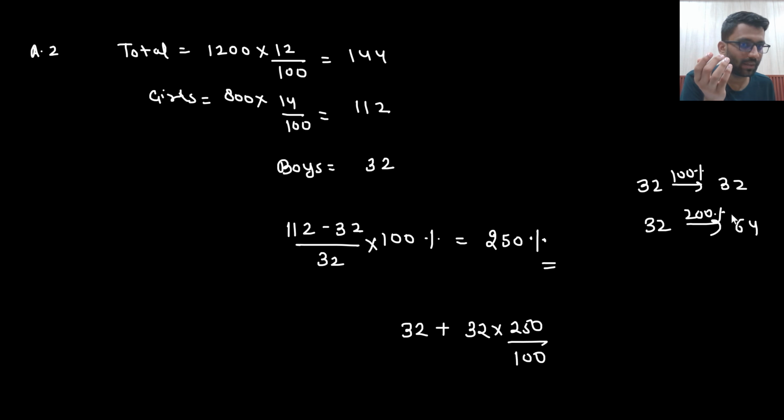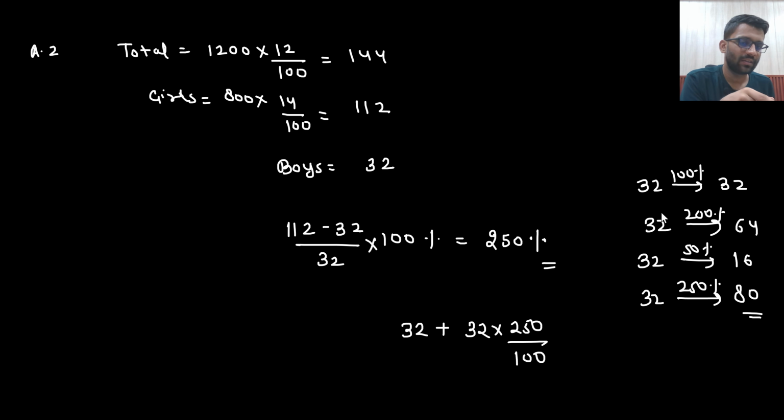What is 200% of 32? That is 64, double of that. And what will be 50% of 32? That would be 16. And what would be 250% of 32? That would be 16 plus 64, that would be 80. So 250% of 32 would be 80. So 32 plus 80, that would be 112. So the number of girls is 250% more than the number of boys, right?